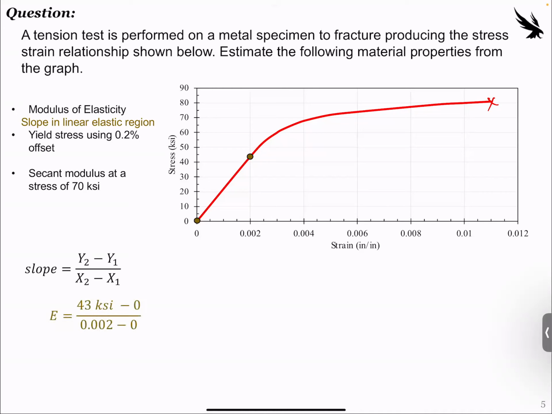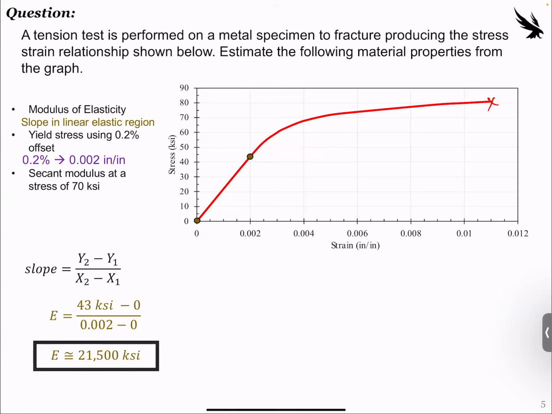Well, anyways, so for the modulus of elasticity E here, we'll just pick 43 KSI and its resulting strain of 0.002 inches over inches. And what we see is KSI is the only units here. So our E value, our Young's modulus, or our modulus of elasticity, this will be about 21,500 KSI.